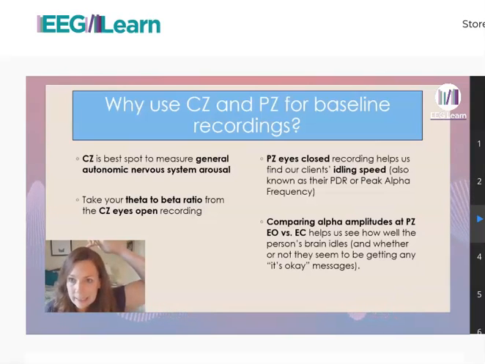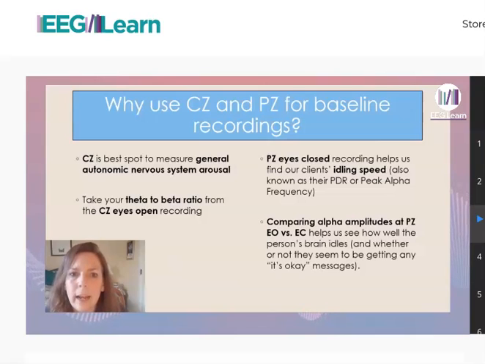Okay, so CZ is on the vertex of the brain where the front, the back, the left, and the right all intersect. You get a nice blend of signal there, so it's a good site to take the temperature of this person's general arousal level. And you can do that by taking your theta to beta ratio from the CZ eyes open recording. We are going to practice doing that later.